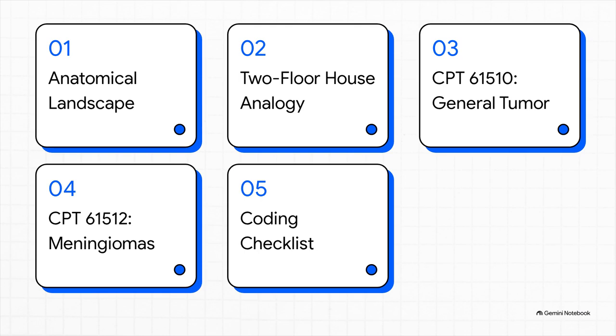Well, here's our roadmap for today's explainer. First, we'll map out the supratentorial anatomical landscape. Then, we'll use a 2-floor house analogy to make it stick. After that, we're breaking down CPT 61510 for general tumor removal and comparing it to CPT 61512 for supratentorial meningiomas. Finally, we'll wrap up with a definitive documentation and coding checklist.